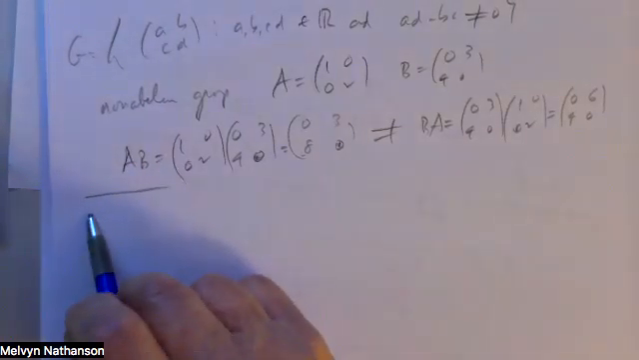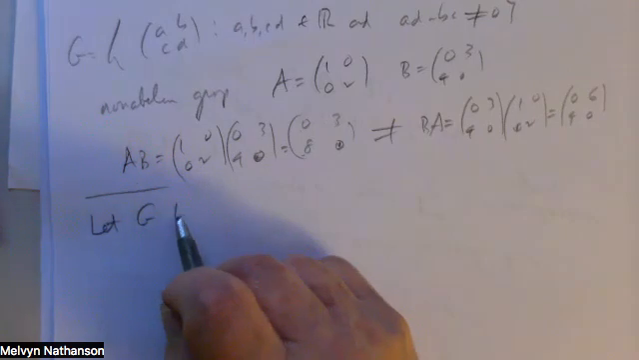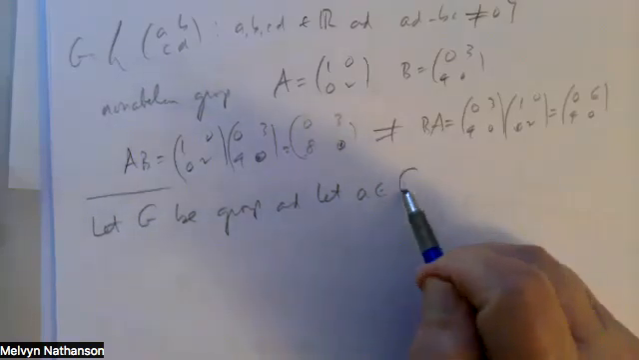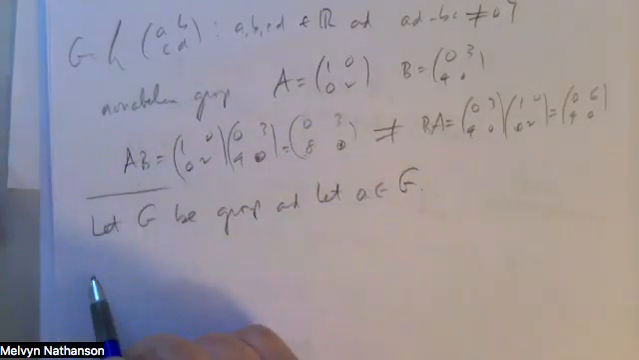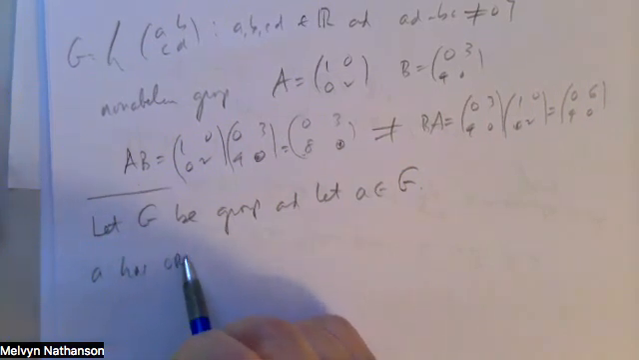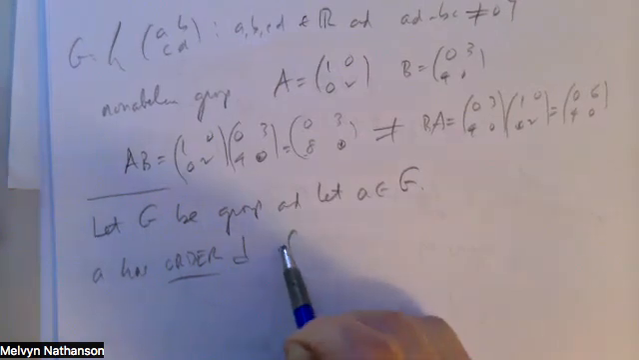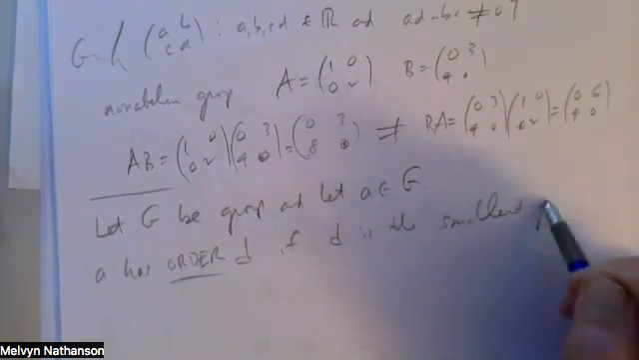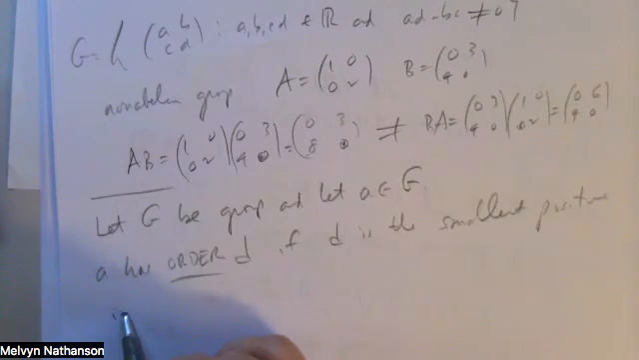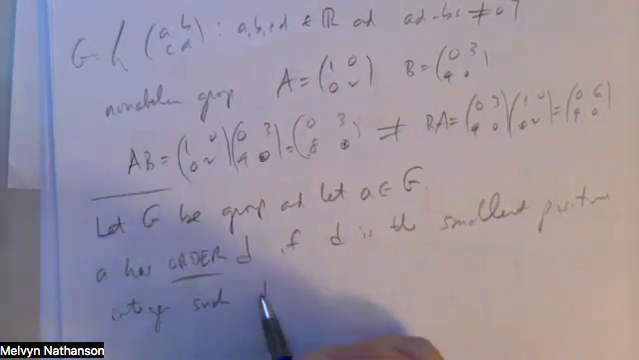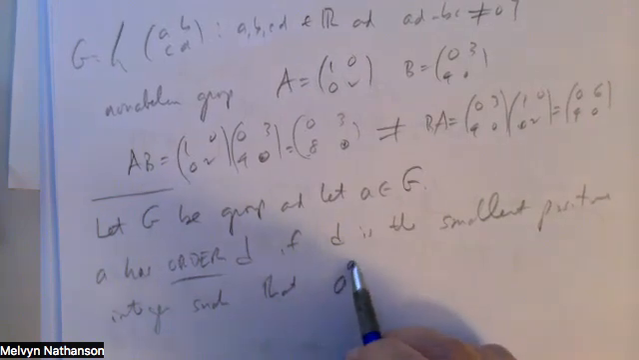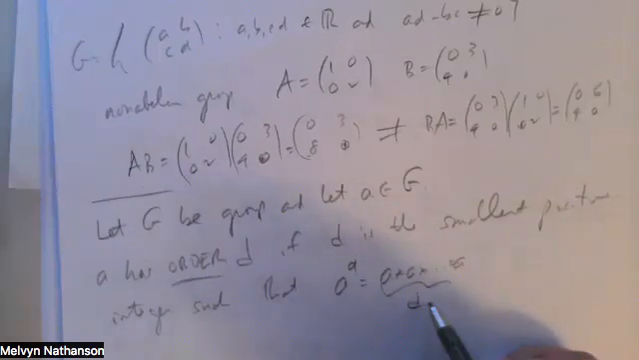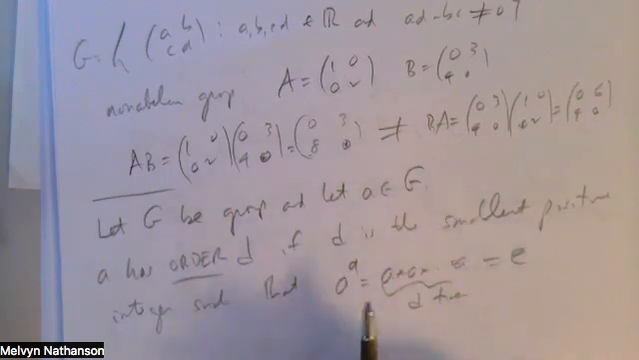Now, suppose that G is a group and that A is an element of G. Then we say that A has order D if D is the smallest positive integer such that A to the D, which means A times A times A, D times, is the identity.